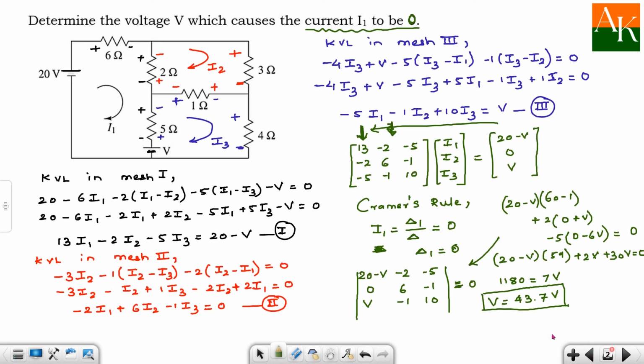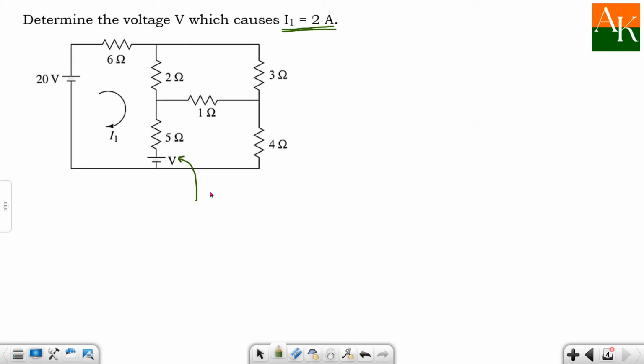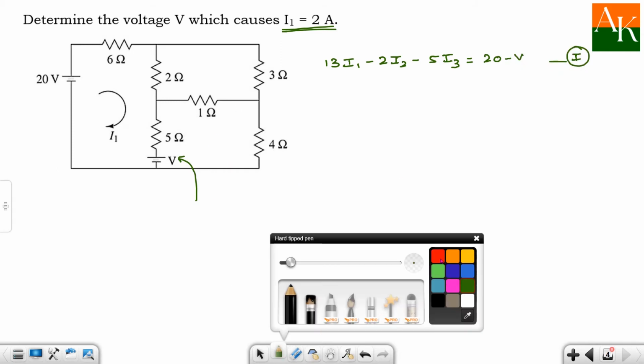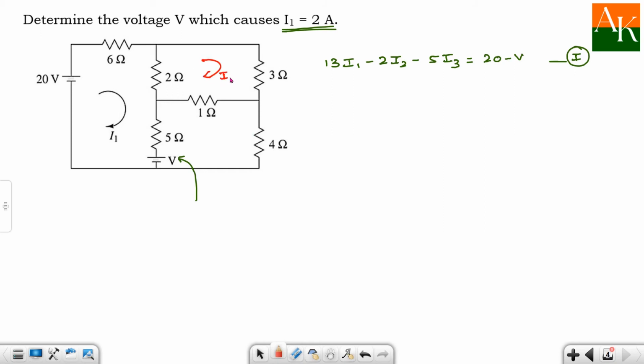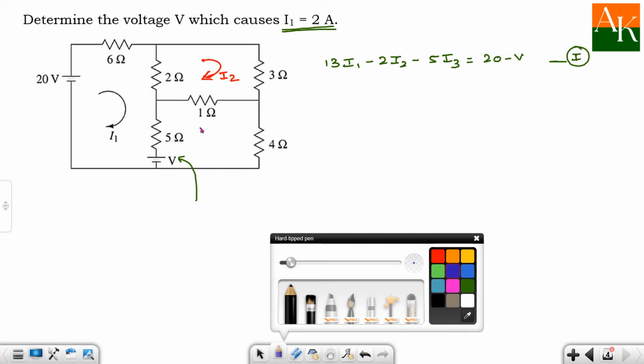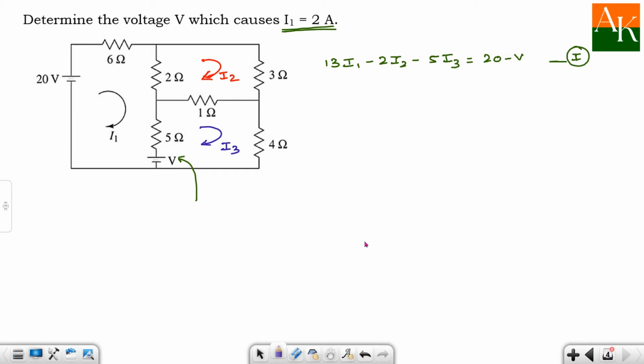First of all I will copy and paste the equations that I have written over here. Equation number 1 is 13I1 minus 2I2 minus 5I3 is equal to 20 minus v. So I will write 13I1 minus 2I2 minus 5I3 is equal to 20 minus v over here. This was my equation number 1. I will mark I2 over here just for your reference, and of course I3 in mesh 3. So this is I3 over here, and the mesh current 1 is I1.